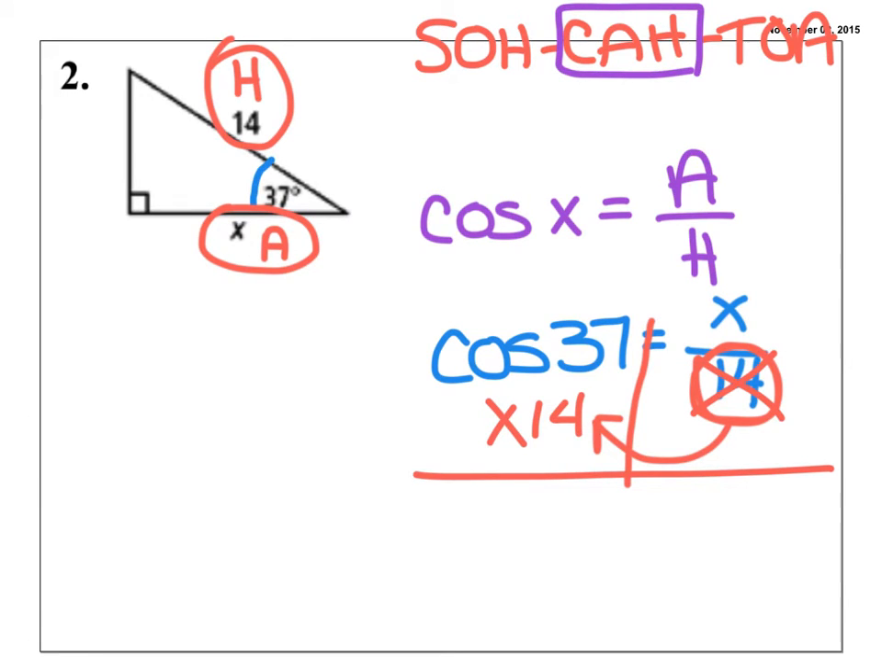So on the right-hand side this time, I'm left with x. And on the left-hand side, when I go to put this in my calculator, remember I told you, you've got to be super careful when you put this in your calculator. Make sure you close that parenthesis after the 37. So I'm going to do cosine of 37, close parenthesis, times 14. And I end up with approximately 11.2.